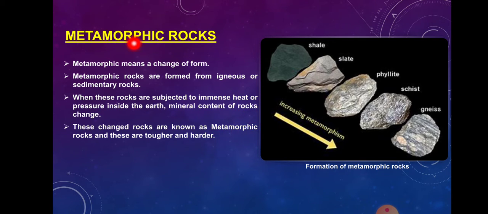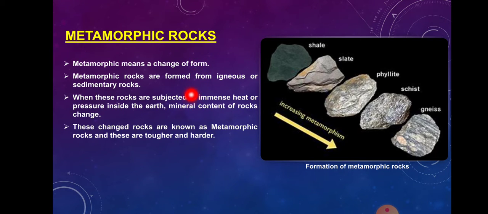Metamorphic means change: the rocks which are formed by the changing of igneous rocks and sedimentary rocks. When igneous rocks and sedimentary rocks change their shape and their mineral formation changes, metamorphic rocks are formed. Metamorphic means a change in form. When igneous and sedimentary rocks change their forms, then metamorphic rocks are formed. Why are these changes occurring?